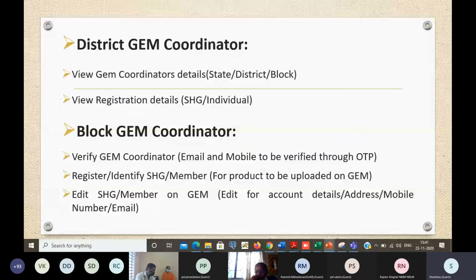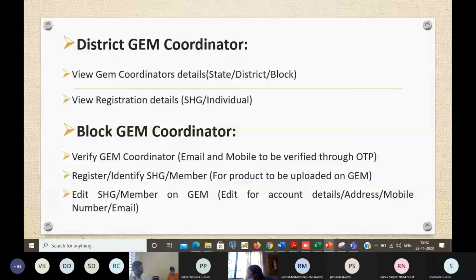The account details are also important for the individual or the SHG, because the account details you register or select at the time of identification of the SHG and member will be used for the sale of the products. When they receive the amount on sale of the products, it will come to this account number only. That is why the block GeM coordinator has to look carefully at the account details of the individual or the SHG at the time of identification or registration of the SHG or the members.